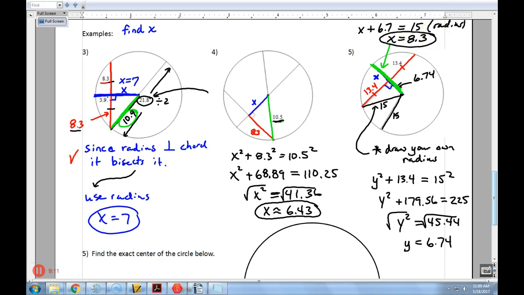That was a tough problem. There was a lot going on in that one. So first thing you have to do is find y, then you got to go back in, you got to find x. I like that problem. That's a multi-step problem. Separates the men from the boys, so to speak. So that one's tough. Always know, though, that you can draw in your own radius if it helps you.